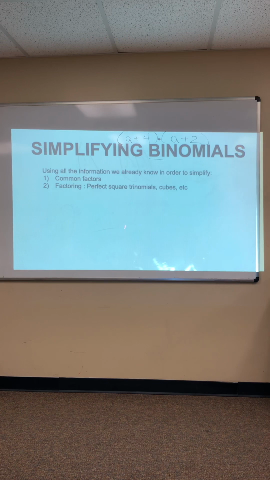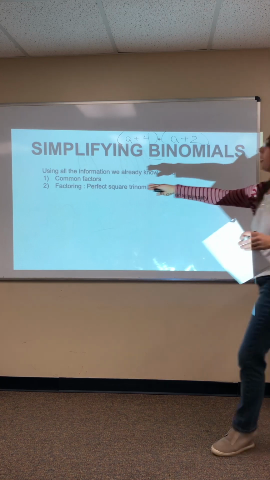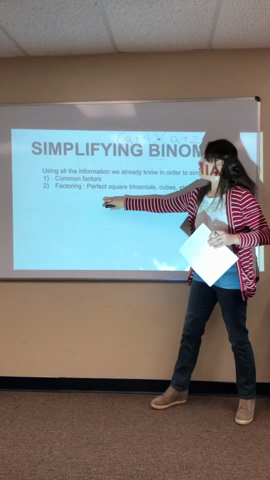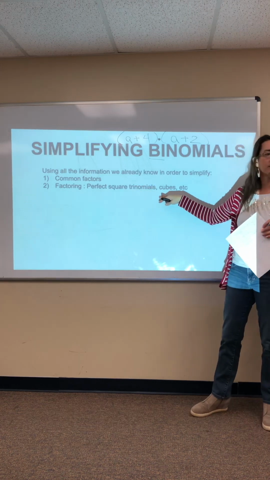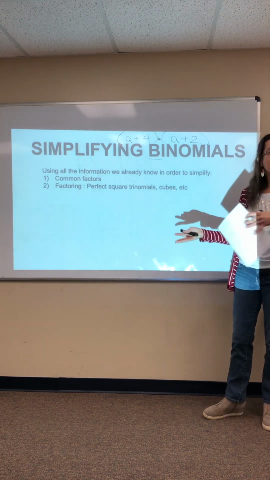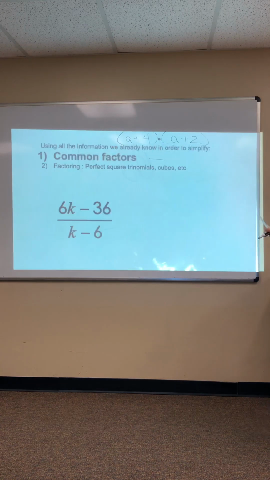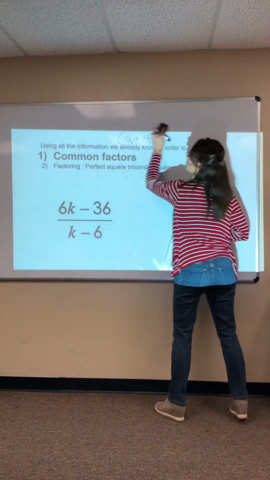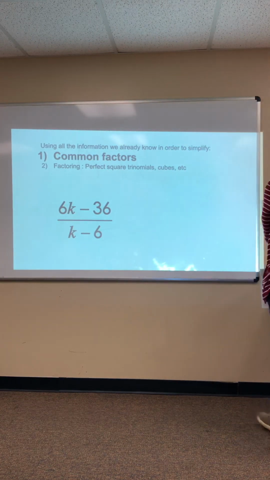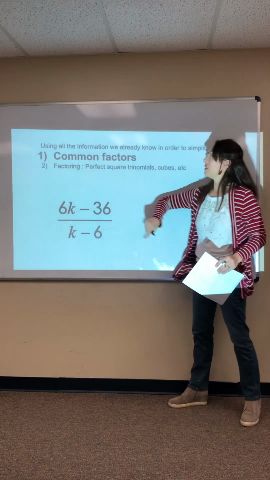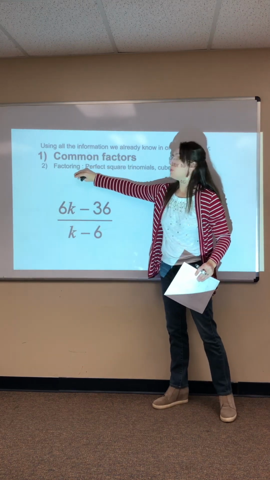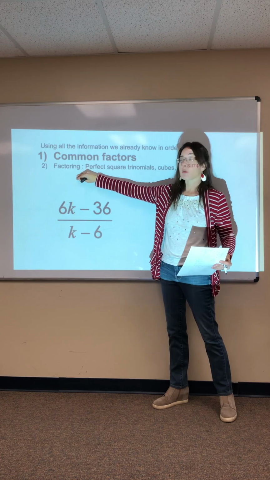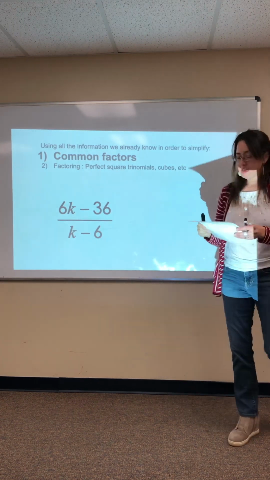All right, so as we are looking at binomials, we are trying to find all the common factors of it, which means that we might have to factor something, because if we have a perfect square trinomial or a cubed function, we might have to pull out some extra factors first. So let's look at this first example. Using all the information that we know about regular simplification, the very first thing that we're going to do is pull out common factors. After we pull out common factors, then we will factor what's left over. But our first step is we're always going to look for common factors first.